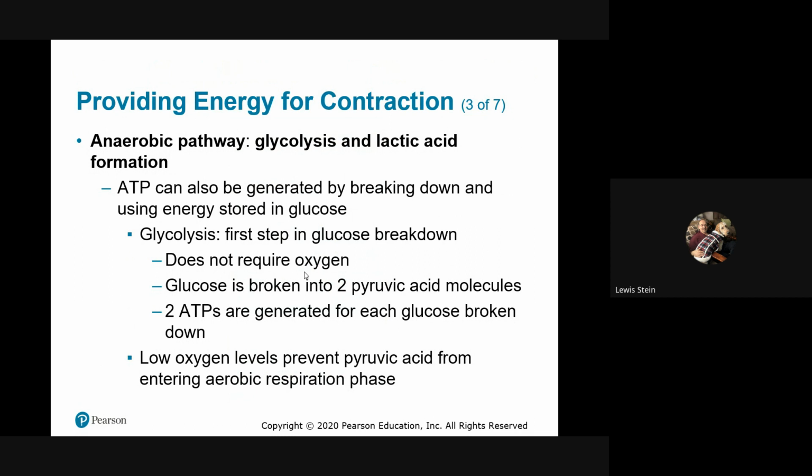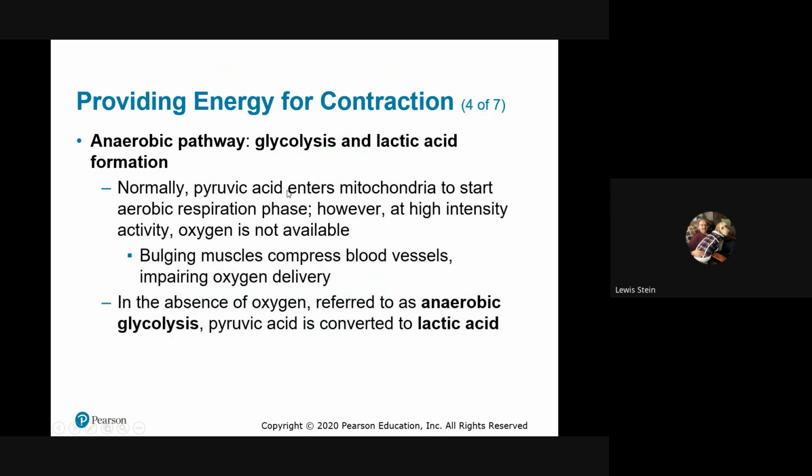Those NADHs with the electrons, I know where to put my electrons. So what do you do? You put it back on pyruvate, it makes lactate, you got the picture. So you only get 2 ATPs because you don't enter the Krebs cycle, or the citric acid cycle, doesn't matter to me. Low oxygen levels prevent pyruvic acid from going into aerobic respiration. That's the ticket to get into the mitochondria.